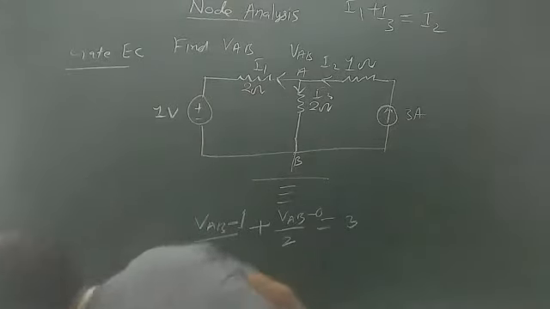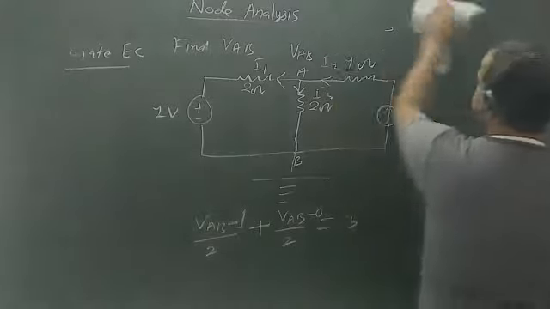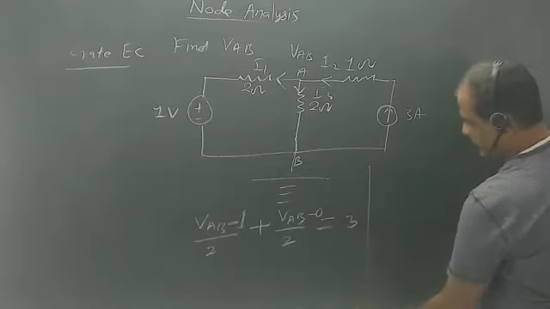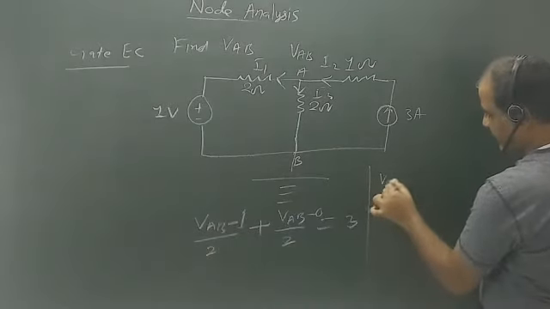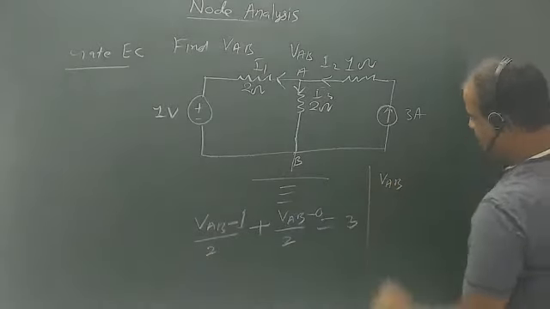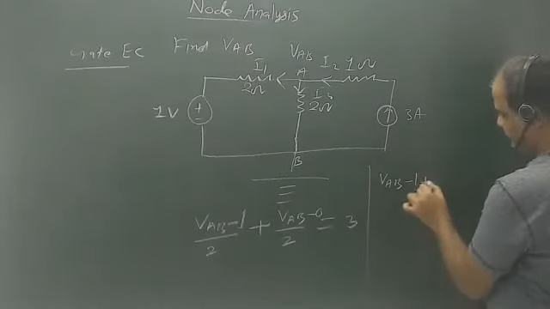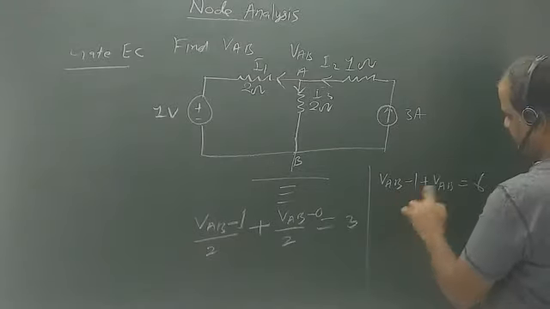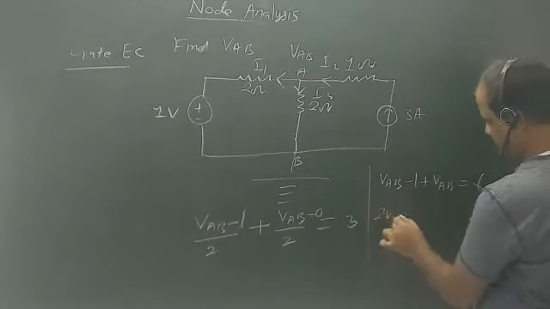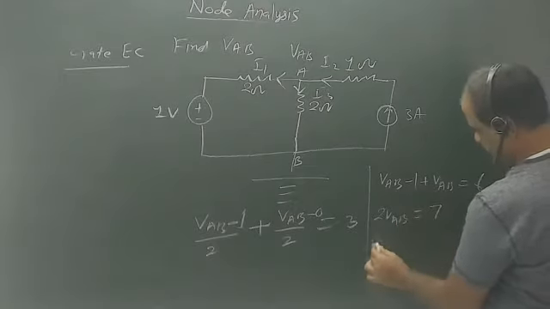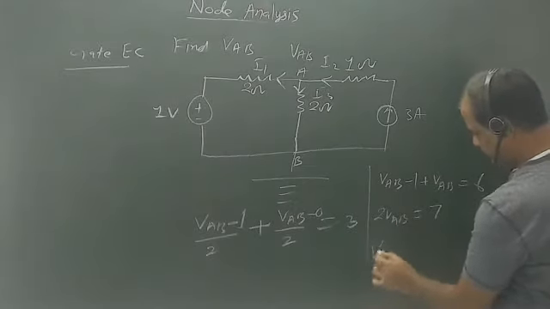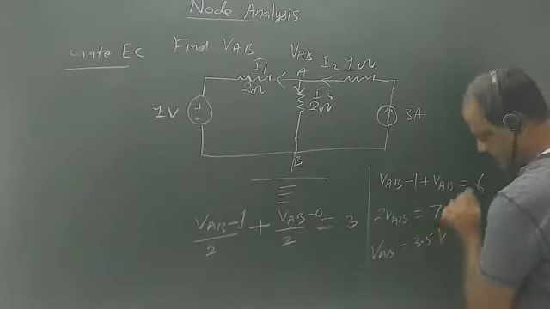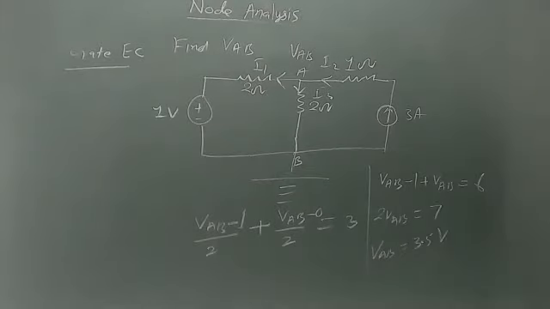You can solve it. What value will come? VAB minus 1 plus VAB equal to 6, and this will become 2 VAB equal to 7. So the VAB value will come 7/2, which is 3.5 volt. Is it coming for everyone?